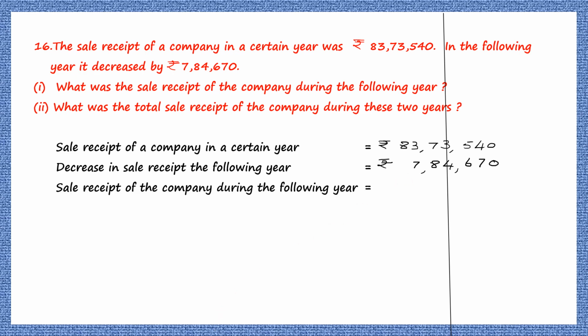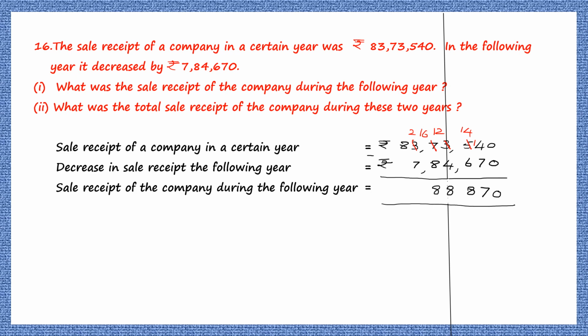So let's do that. The sale receipt of the company during the following year, we are going to subtract these two. 0 minus 0, 0, 4 minus 7 we can't do. We need to borrow from here. So this becomes 4 and this is 14. 14 minus 7 is 7. Then again we need to borrow. So we're going to borrow from here 2 and 14. 14 minus 6, 8. Then again we need to borrow from here. So this becomes 6 and this is 12. 12 minus 4 is 8. Now 6 minus 8 again you can't do, so borrow. 16 minus 8 is 8.